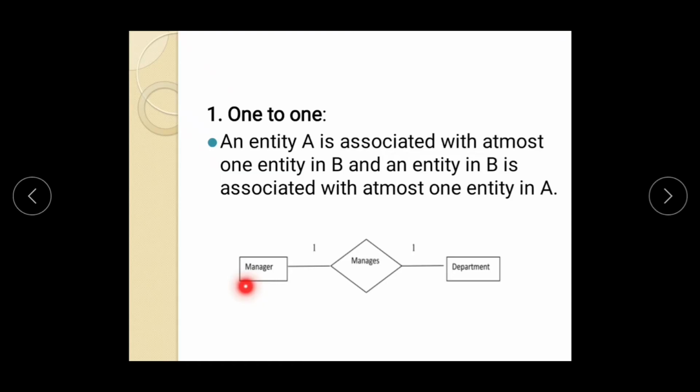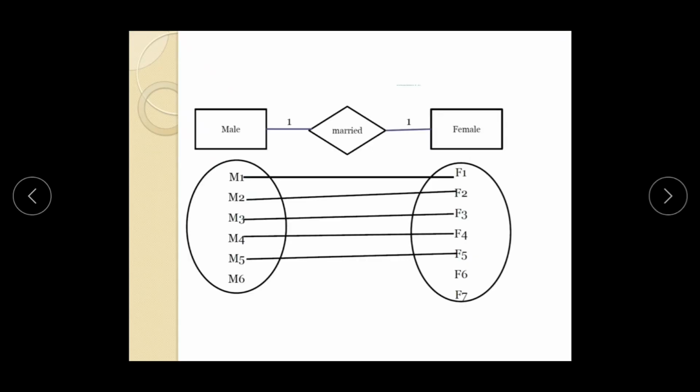Clear? So a single manager can manage a department, and a department can have only a single manager. This is called a one-to-one relationship. When we look at this figure, it will be more clear. This is another example: a single male is married to a single female, and a single female is married to a single male.